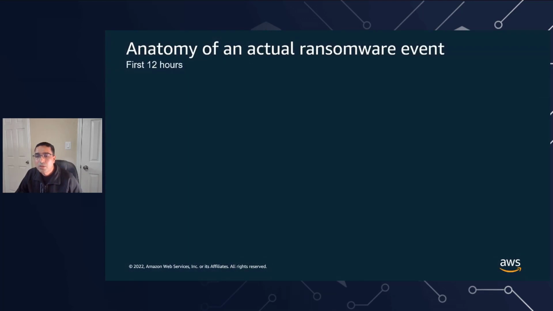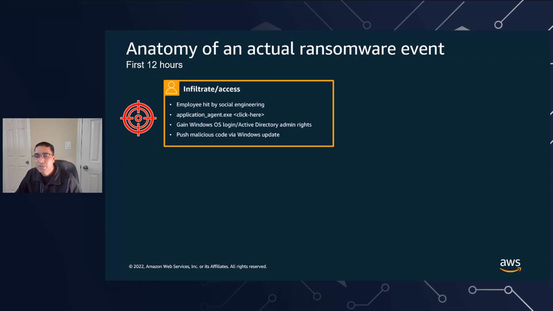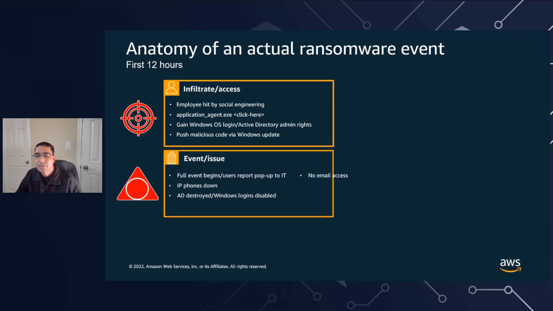So let's quickly go through, based on several customer incidents that we've heard, an anatomy of an actual ransomware attack. In the first 12 hours, an employee gets hit by social engineering and ends up clicking a software that looks like a genuine software update. The malware gains control of their OS login and Active Directory admin rights. And then it starts spreading through the network and starts destroying the system.